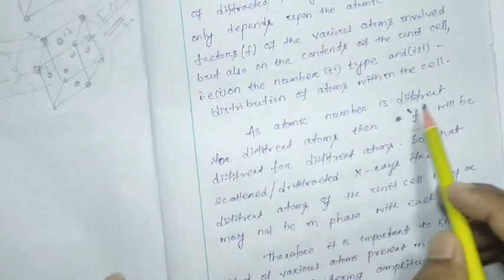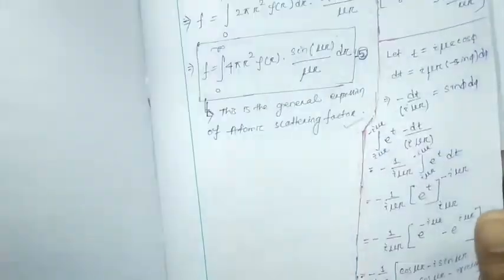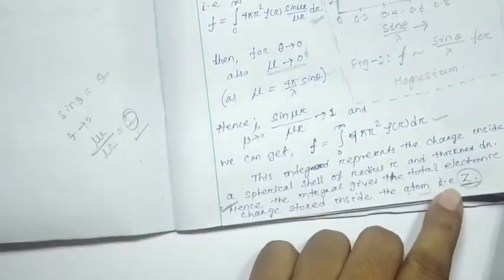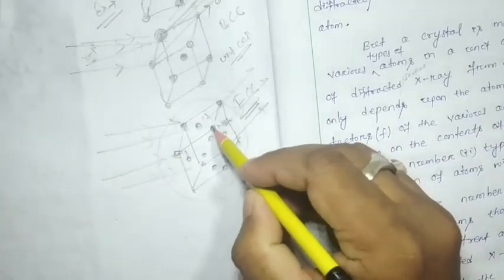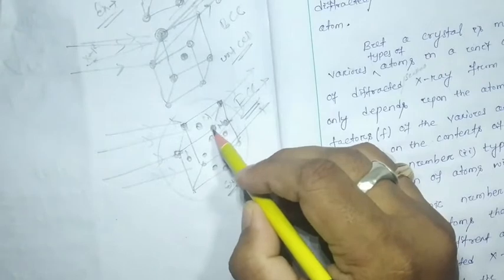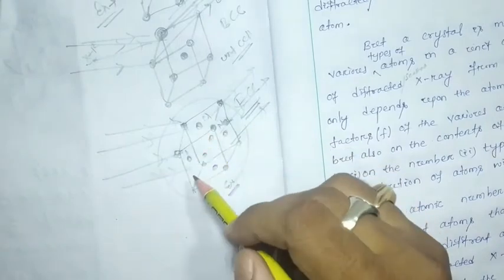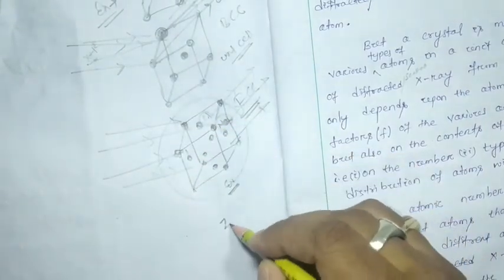As atomic number is different for different atoms, the atomic scattering factor F will be different for different atoms. What I just discussed, the maximum value of the atomic scattering factor is equivalent to its atomic number. So suppose in this FCC structure, at the corner we have a sodium atom, and chlorine at the face center. This is the example I am telling.